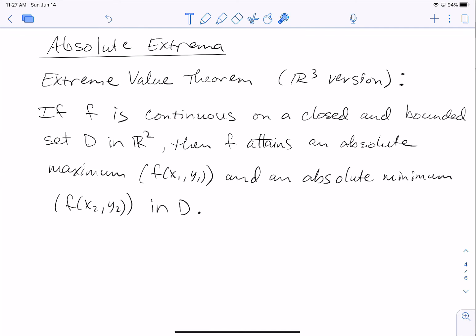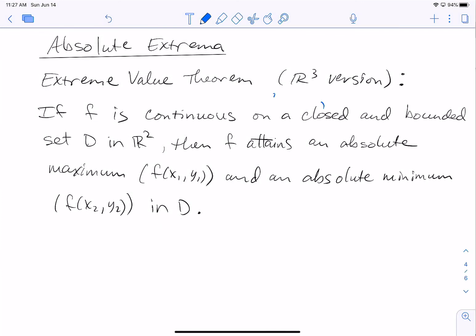As we turn our attention to absolute extreme values, we are going to look at the extreme value theorem. And as in R2, there's one in R3. If f is continuous on a closed and bounded set D in R2, then f attains an absolute maximum, we'll call it f of x1, y1, and an absolute minimum, f of x2, y2, in D.